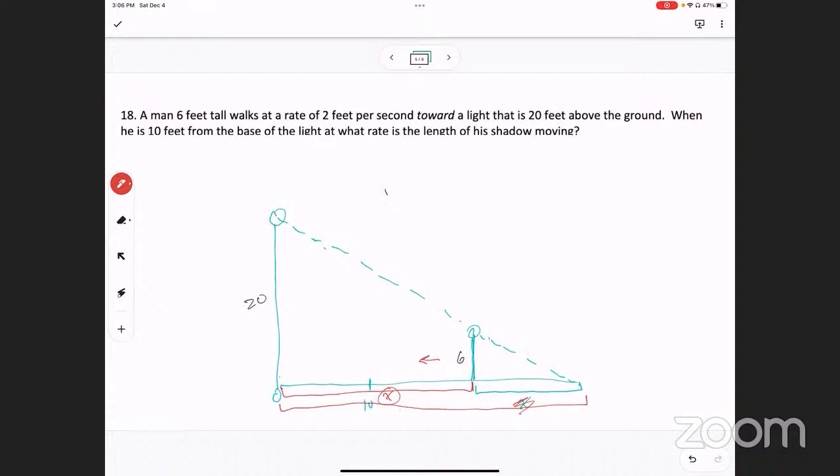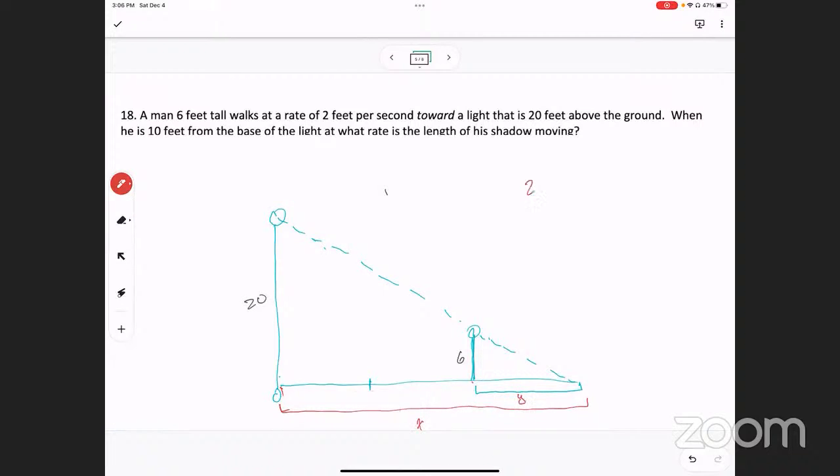So I need to find a relationship between them. If the man is 10 feet from the base of the light, at what rate is the length of the shadow moving? Let me just call these X and Y and see if that helps. I'm going to call this full distance right here X, and this distance right here Y.